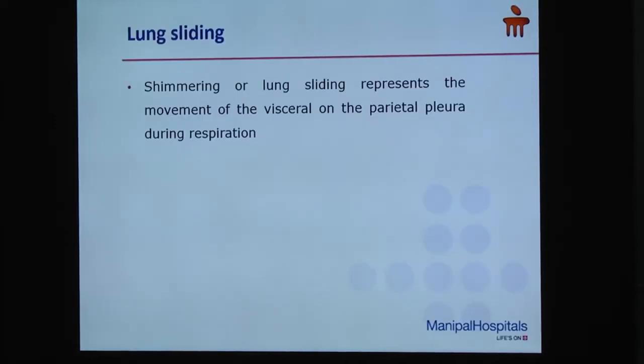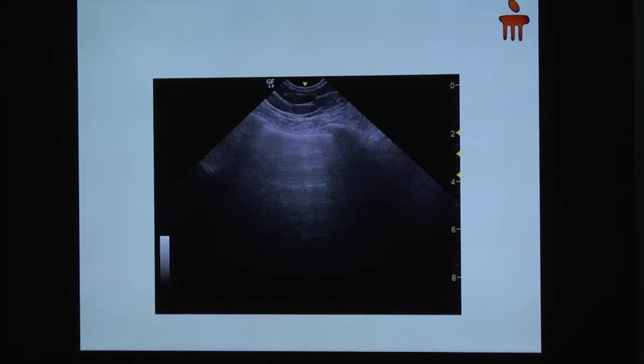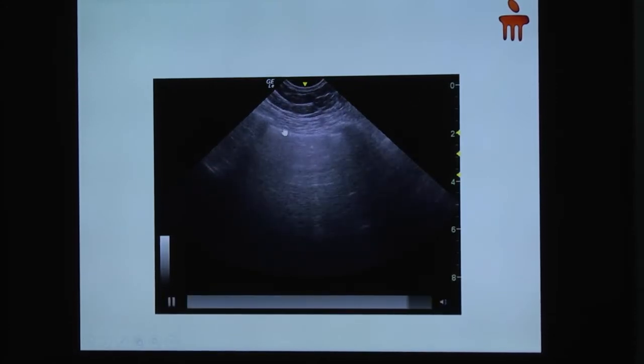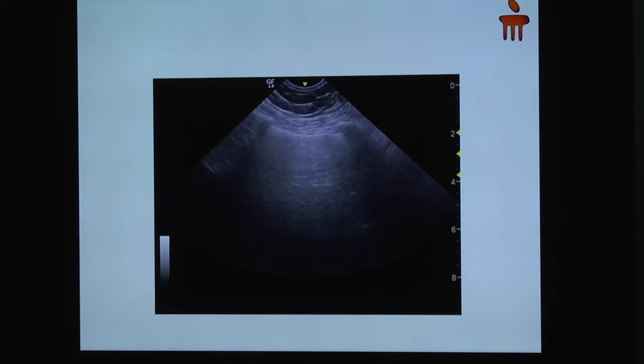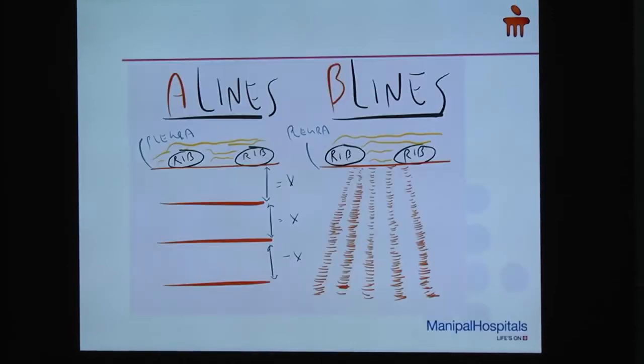Now, one of the important signs you will see is what is called lung sliding. It's the shimmering or sliding of the lung, and it basically represents parietal and visceral pleura moving against each other. And it is a very important sign. Can you see here? This line, what I was talking about, pleural line, can you see that it is shining, it is shimmering? That means the parietal and visceral pleura are close together and they are moving against each other. It is a normal finding. There are a few other findings as well. Some of them are normal.